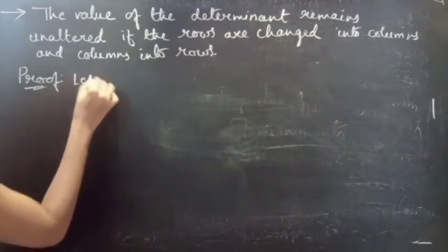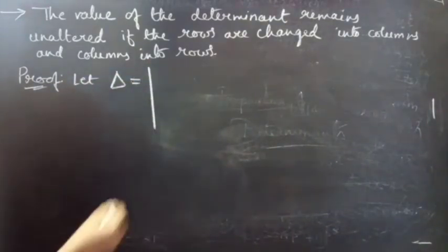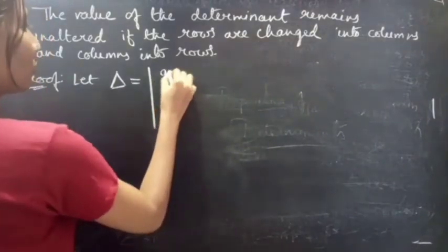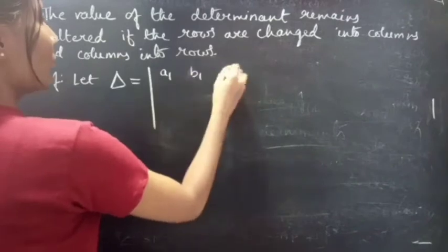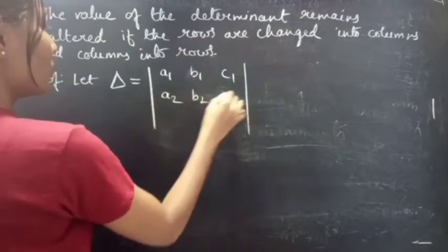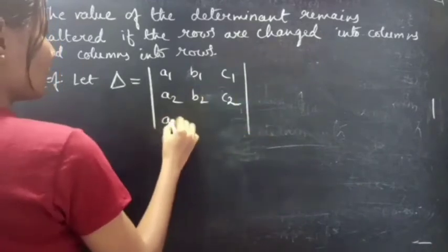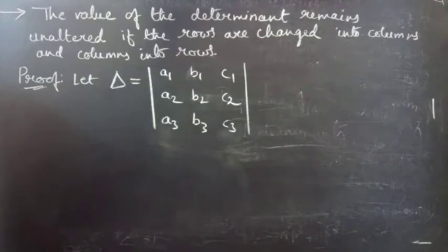Let delta equal to the determinant of A1, B1, C1, A2, B2, C2, A3, B3, C3.